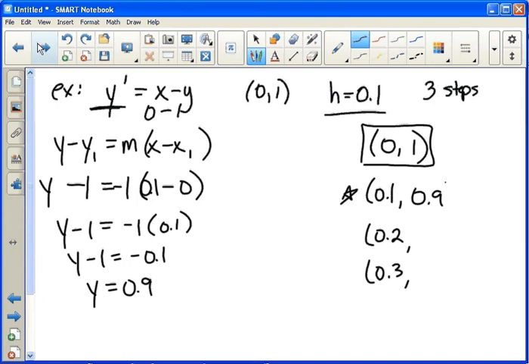Okay, and now I repeat the process using the new information I have. So I'm starting over, y minus, okay, my new y value is 0.9. I need to find my slope. So I take this point now and plug it in to the derivative. So 0.1 minus 0.9 is negative 0.8.